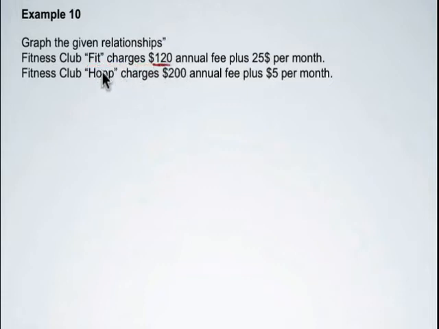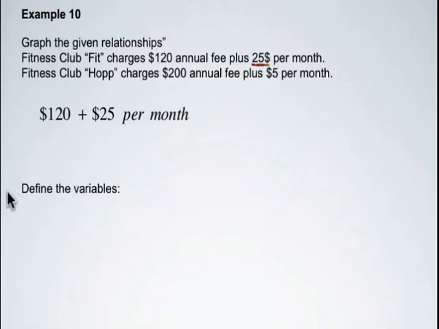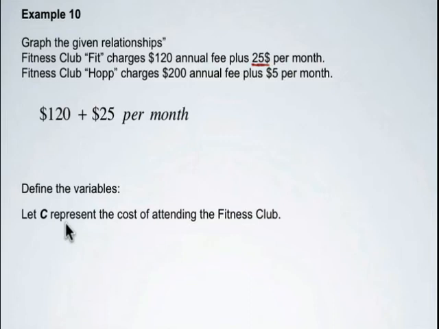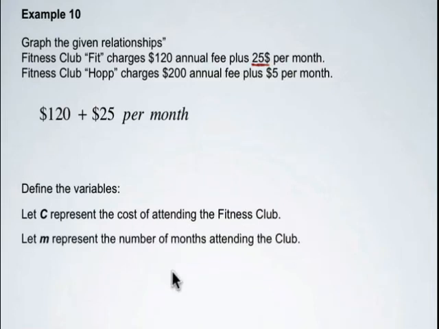So first of all, if we look at Club Fit, they charge $120 per year plus $25 per month, and we're going to say then we've got two variables. We've got to define them both. One is the cost of attending the fitness club, and the other is the number of months that you are attending the fitness club. So the more months you attend, the more money you're going to be charged. So our two variables then are cost and number of months.